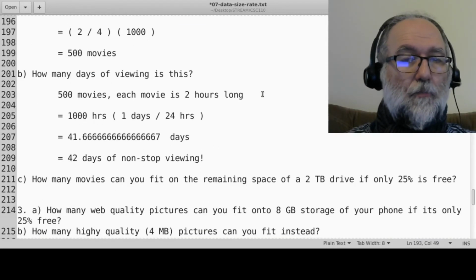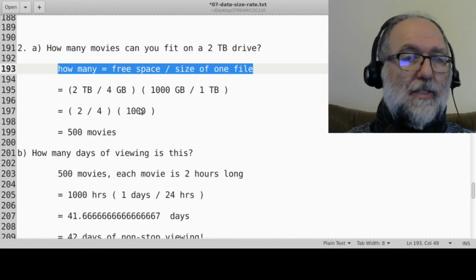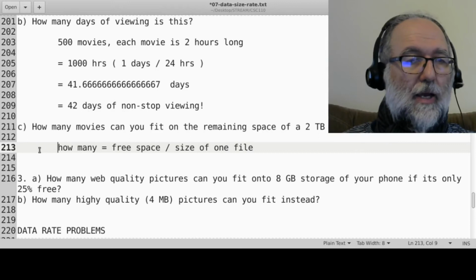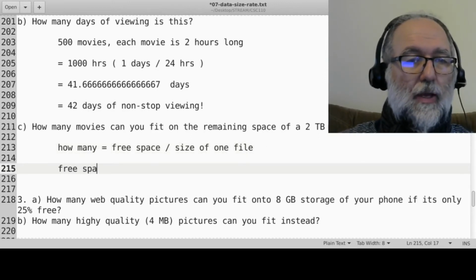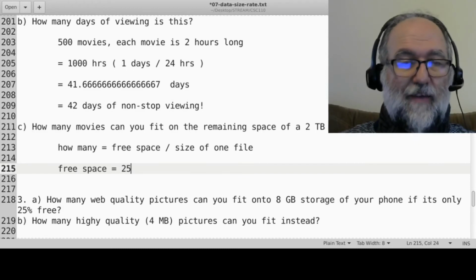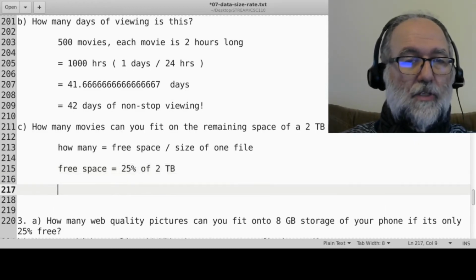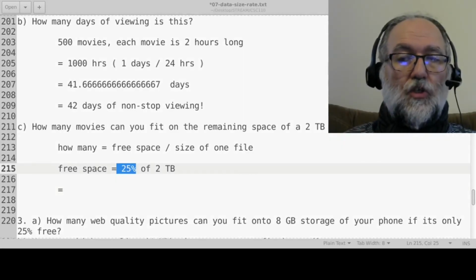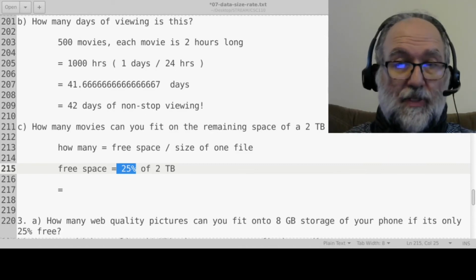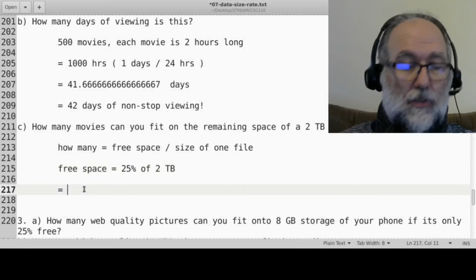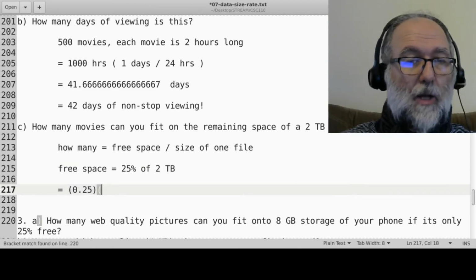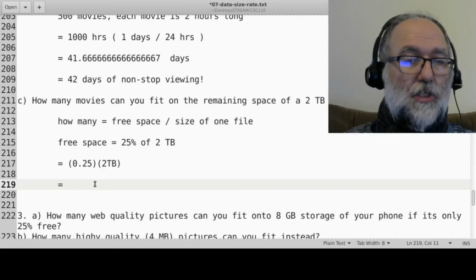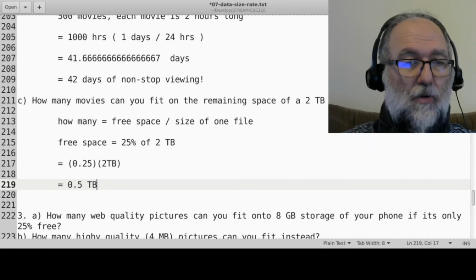This formula right here is how much free space divided by the size of one file. But now things have changed a little, because the free space isn't the full 2 terabytes. It's 25% of 2 terabytes. You say, well, how do I do that? Well, first, convert the 25% to a fraction or a decimal. So this is going to be 0.25 multiplied by 2 terabytes. If you multiply 0.25 times 2, that's going to give you 0.5 terabytes.